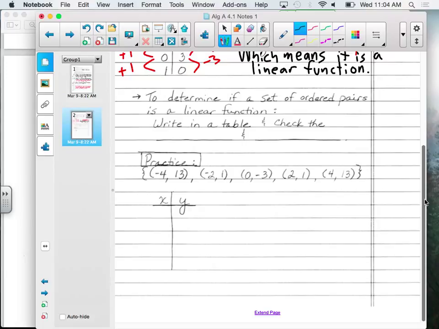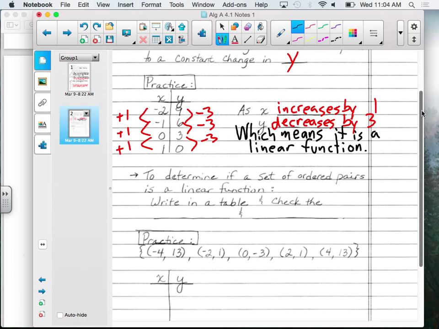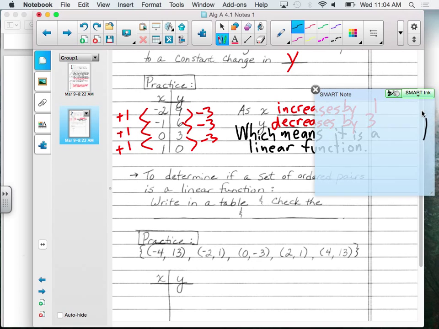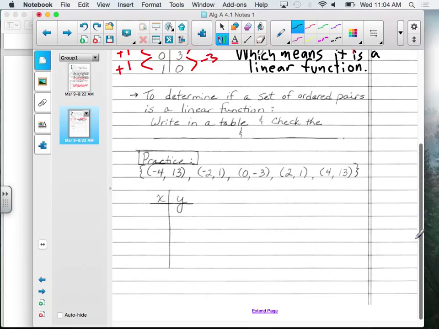a linear function. So, the last thing we just did, they already gave us a table with all our x values put in there already. Here, we're given ordered pairs, so we have to write in a table and check the change in x, and the change in, someone take a guess. Y, exactly.